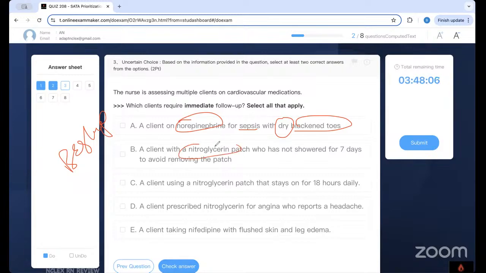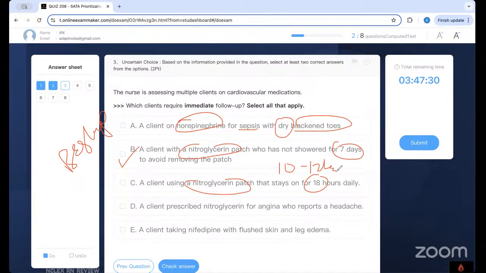Nitro patch, 7 days, has not taken a shower. Having a nitro patch doesn't mean you can't take a shower. You can take a shower with the patch. So this patient needs to be taught something. He needs intervention to educate him about it. You have a nitro patch, you keep it on every day for 18 hours. That means you keep it off for close to like what, 6 hours? No, that's wrong. You have to give yourself 10 to 12 hours of nitro patch free time.